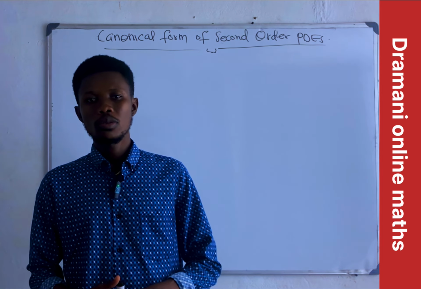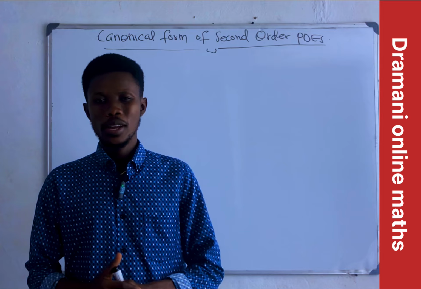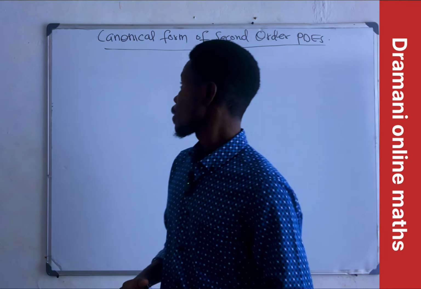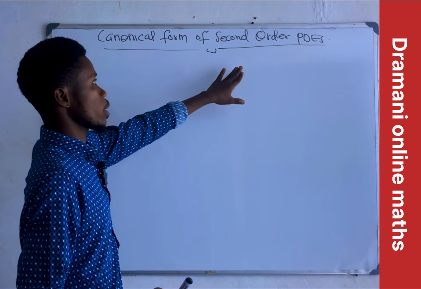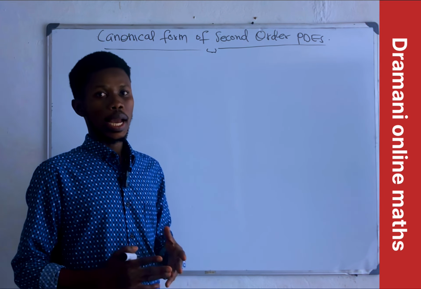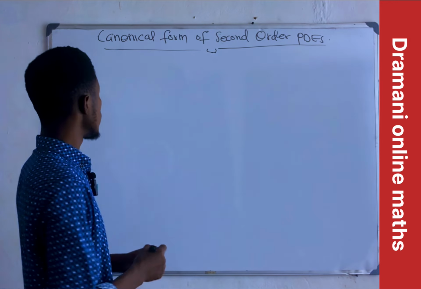Now, we are going to look at a simple thing under the second order PDE, and that is called the canonical form of a second order PDE. Canonical form of second order PDE.